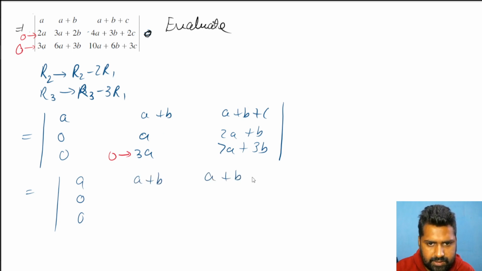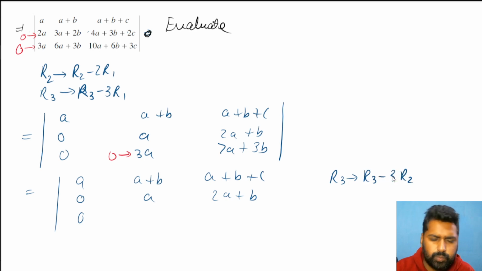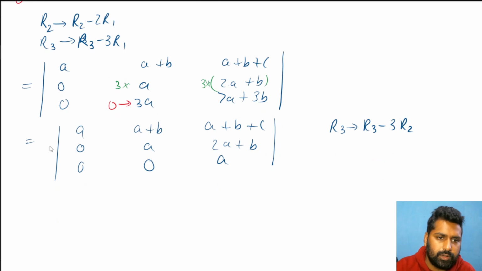Okay, a plus b, a, b, c. This is a, this is 2a plus b, and the operation is R3 goes to R3 minus 3R2. So I have to multiply this whole thing with 3 and then subtract. Let's do it. 3a minus 3a becomes 0. That was the whole target. 7a minus 6a becomes a. 3b minus 3b becomes 0. So a.